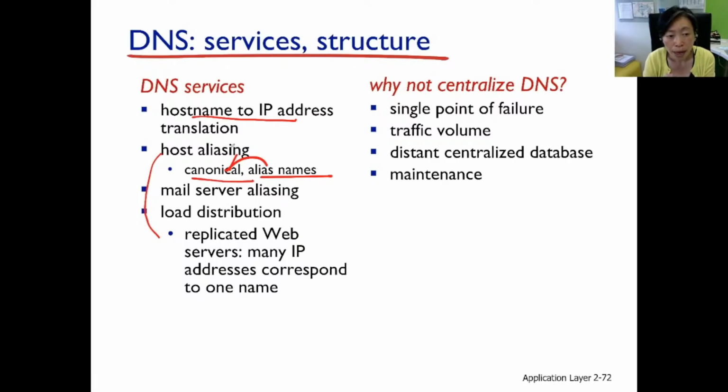All right. So from the alias name, DNS allows the web browser to look up the canonical name of the server, and from the canonical name of the server, identify the IP address through one of these mappings from host name to IP addresses. So that's how host aliasing works.